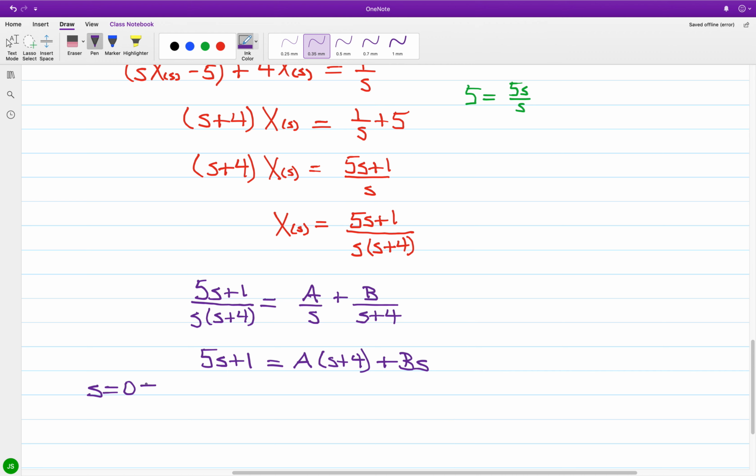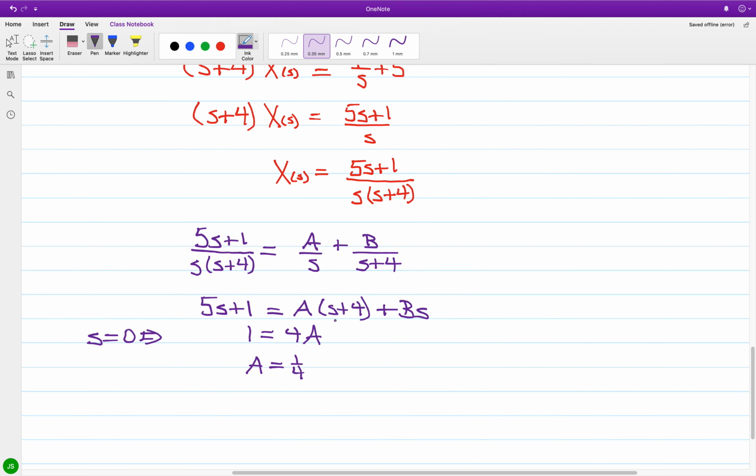To solve for A, I can set s to 0. So B goes out. 5 times 0 plus 1 is 1, and 0 plus 4 is 4, so I have 4A. So A is equal to 1/4. Now, to cancel out A, I can set s to -4. Here, 5 times -4 is -20, plus 1 is -19. The -4 plus 4 goes out, then we have B times -4, so I have -4B. If I divide by -4, B comes out to 19/4.